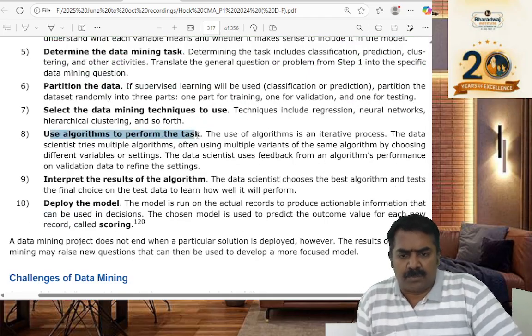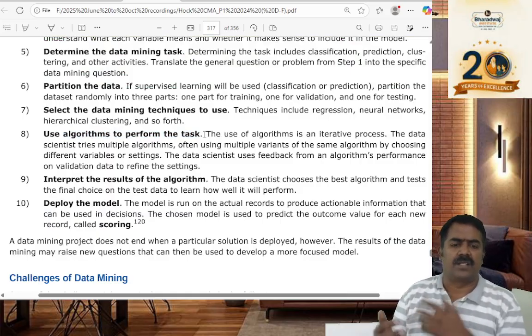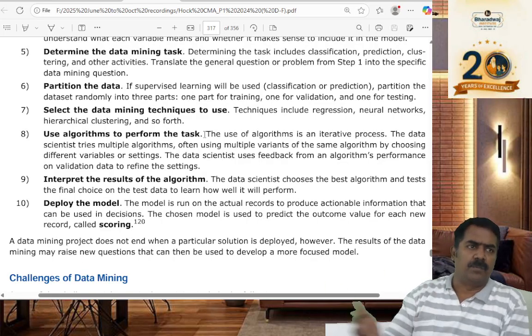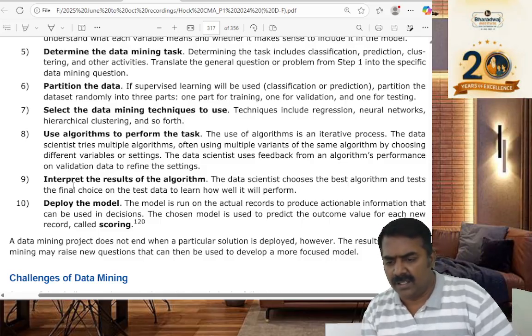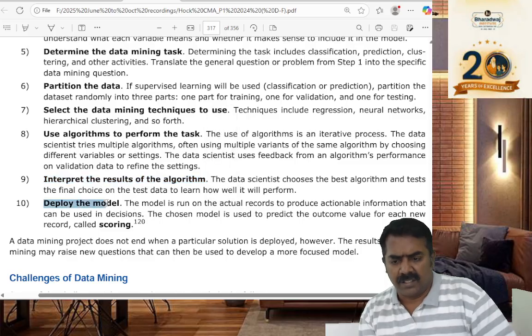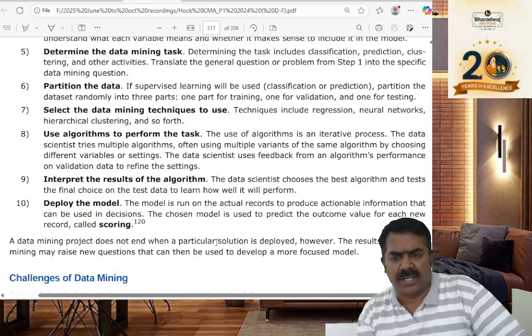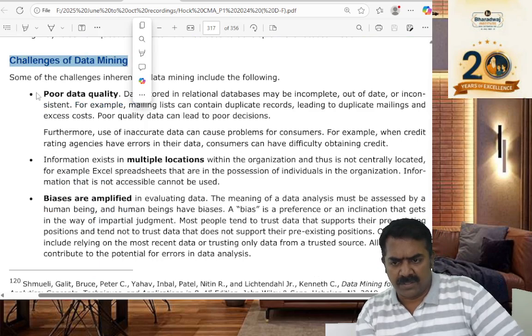Create an algorithm to perform a task. Creating an algorithm means the method in which the task will be accomplished, which may be communication, analysis, or interpretation. Then interpret the results. The final outcome, you interpret. Then deploy the model, where you can use the data for the creation of the model.